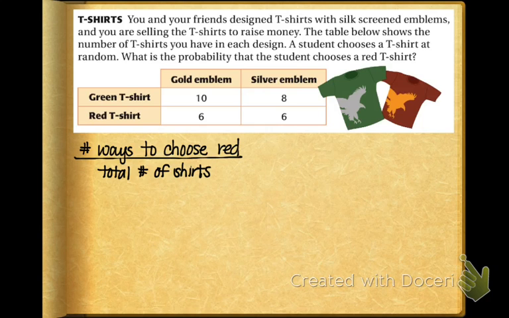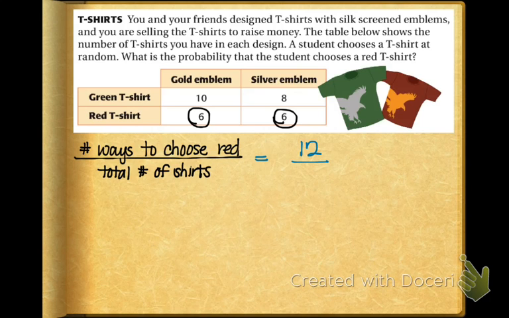So if we look at this, we have to think too, how do we read this table? I see that there's gold emblems and silver emblems, and then there's green shirts and red shirts. We're only worried about red shirts, but make sure you notice there's two different choices for red shirts. There's 6 red shirts with a gold emblem, but there's also 6 red shirts with a silver emblem. It doesn't matter which kind of emblem they choose. We just want to know how many red shirts are possible. So since there's 6 with gold and 6 with silver, that means there's 12 possibilities for a red shirt.